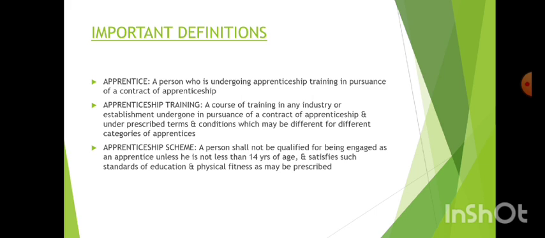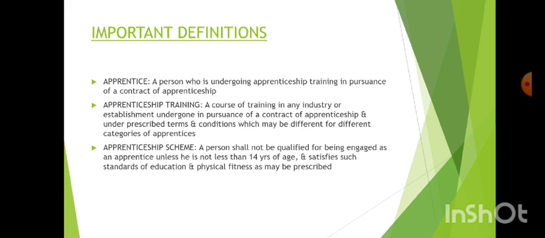What is apprenticeship training? A course of training in any industry or establishment undergone in pursuance of a contract of apprenticeship and under prescribed terms and conditions which may be different for different categories of apprentices. And finally, apprenticeship scheme: a person shall not be qualified for being engaged as an apprentice unless he is not less than 14 years of age and satisfies such standards of education and physical fitness as may be prescribed.